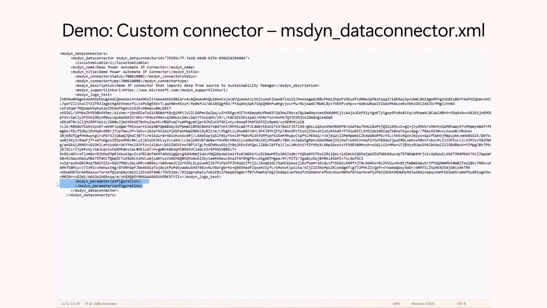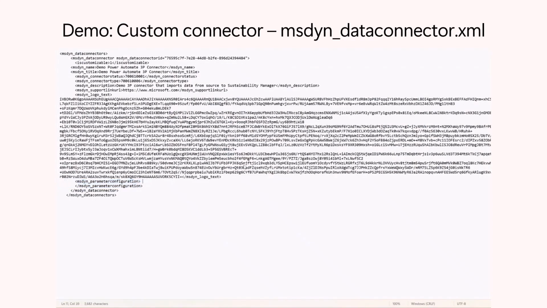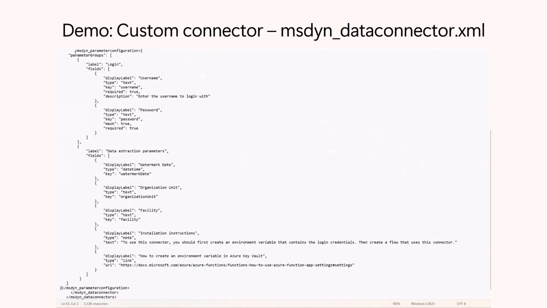You can copy the sample data from the documentation page to start your parameter configuration. Parameters are grouped together. The first section in the sample data is login. In the fields array, you will find two text input fields for username and password, both with the required attribute set to true to ensure that users enter data into these fields. The password field has an attribute called mask, which will mask the text in the field.